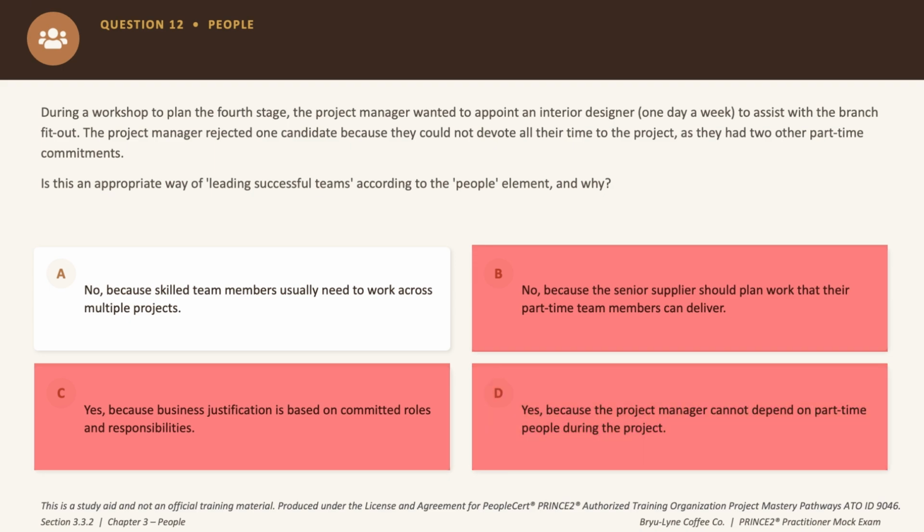Now option A says no, because skilled team members usually need to work across multiple projects, and this is exactly what the manual is very clear about: people with specific skills are often shared across projects or assigned part-time, and that is completely normal and even preferable as per the Prince2 methodology. Okay, so the correct answer choice is option A.